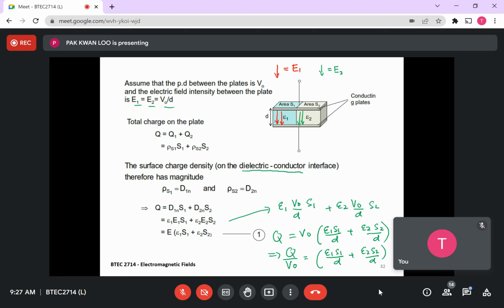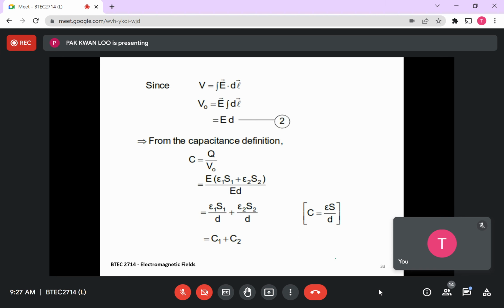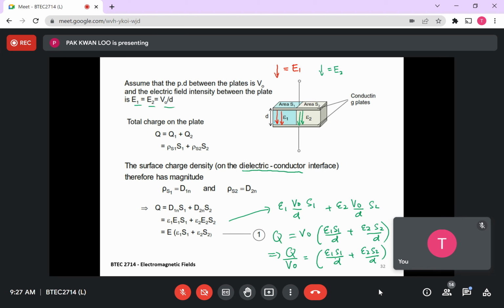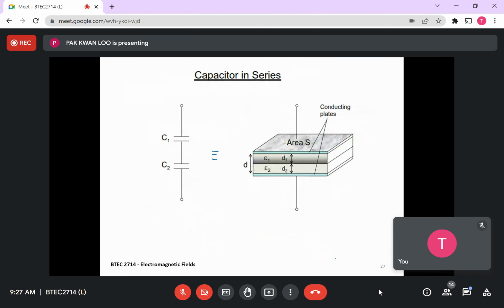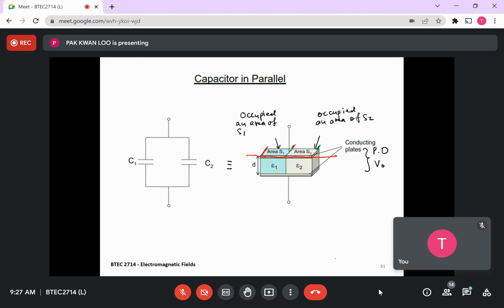So the expression for epsilon 1 S1 over D is the capacitance expression, right? So it's the capacitance expression. Yeah, so for this configuration of the dielectric arrangement, the stacking one, I bring you back. The stacking one is capacitors connected in series, while if the arrangement is side by side, then it is capacitors in parallel.